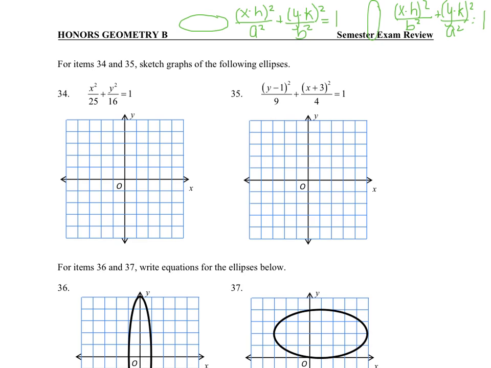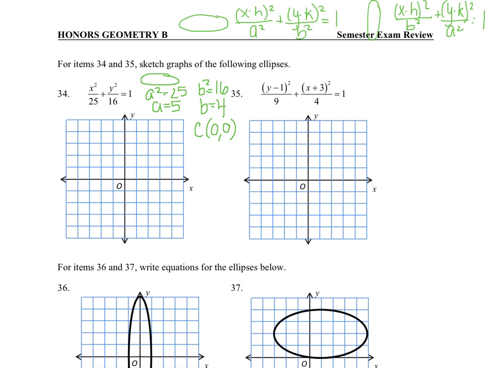So 34 says x squared over 25 plus y squared over 16 equals 1. I can see that my larger number is 25. It's under the x squared, so I'm going to have a horizontal ellipse. A squared equals 25, so I know the square root of a squared is a, the square root of 25 is 5. B squared is going to equal 16, so b is going to equal 4. And I can tell that my center is at (0, 0).